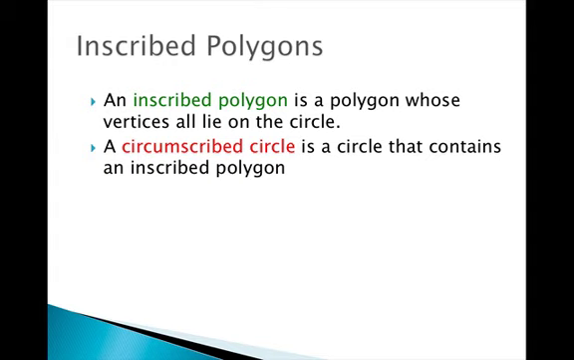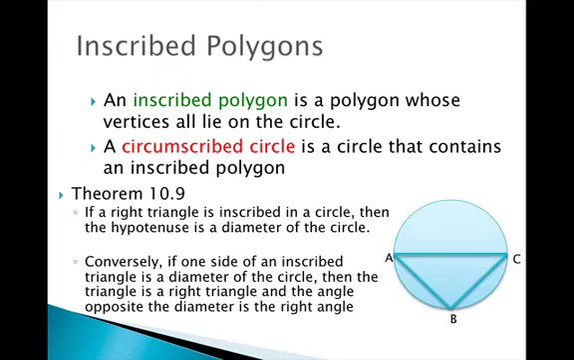Okay, so we have a theorem, of course. And Callahan, this one's specifically for you. We've got theorem 10.9, that says if a right triangle is inscribed in a circle, then the hypotenuse is the diameter of the circle. Conversely, if one side of an inscribed triangle is the diameter of a circle, then the triangle is a right triangle, and the angle opposite the diameter is the right angle.